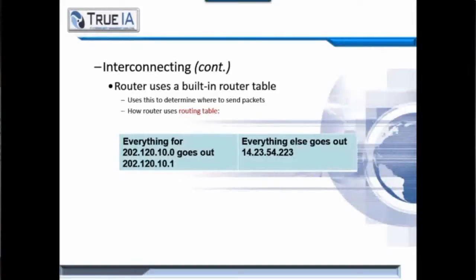So how do the routers keep this straight? Well, they use a built-in router table. This is used by the router to determine where to send the packets.